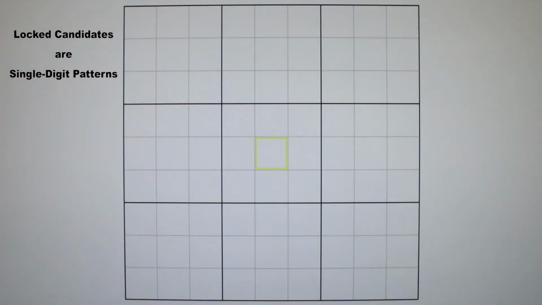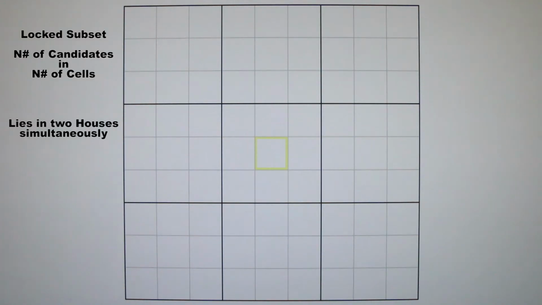Locked candidates, both type 1 and type 2, are what's known as single-digit patterns, which means they involve only one of the 9 digits at a time, like all 1s or all 5s or all 7s, etc. You may recall from video number 2 on terminology that we briefly discussed what are called locked subsets.